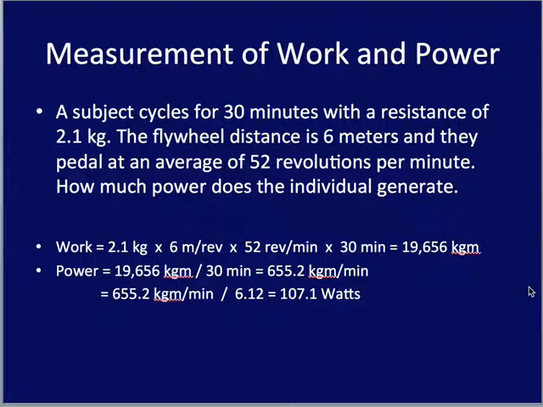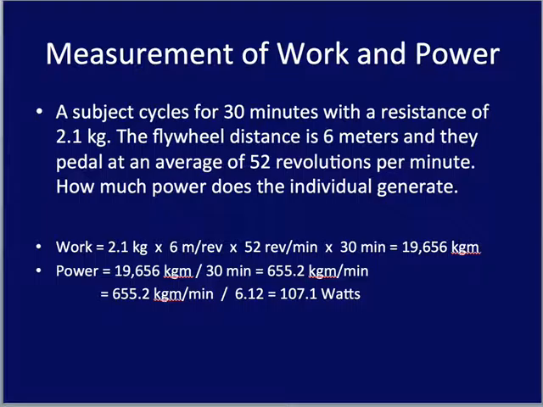Okay, so here's one that you can try for yourself, and I'll try to put up a couple more examples of these. So a subject cycles for 30 minutes on a cycle ergometer at 2.1 kilograms of resistance. The flywheel distance is 6 meters again, and they pedal at an average RPM, or revolutions per minute, of 52. So then how much power does the individual generate?